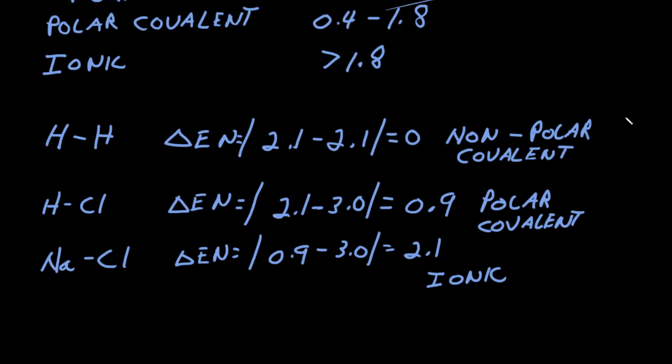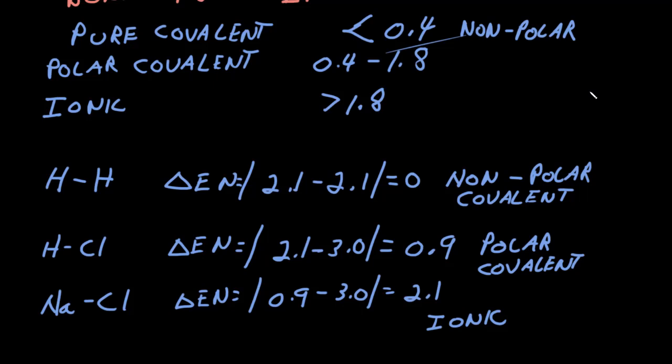So these are really pretty easy to figure out. And the values above give you a little bit of a rough idea where these values lie for a pure covalent or nonpolar, a polar covalent, and an ionic bond.